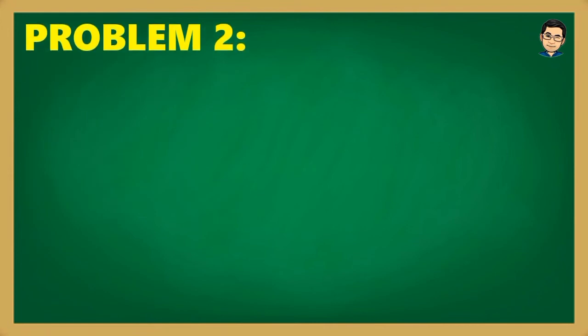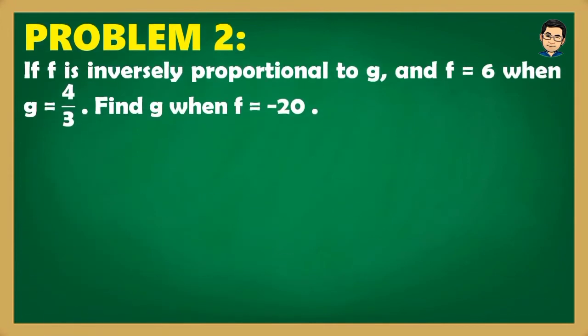Next problem, if f is inversely proportional to g and f is equal to 6 when g is equal to 4 over 3, or 4 thirds, find g when f is equal to negative 20.